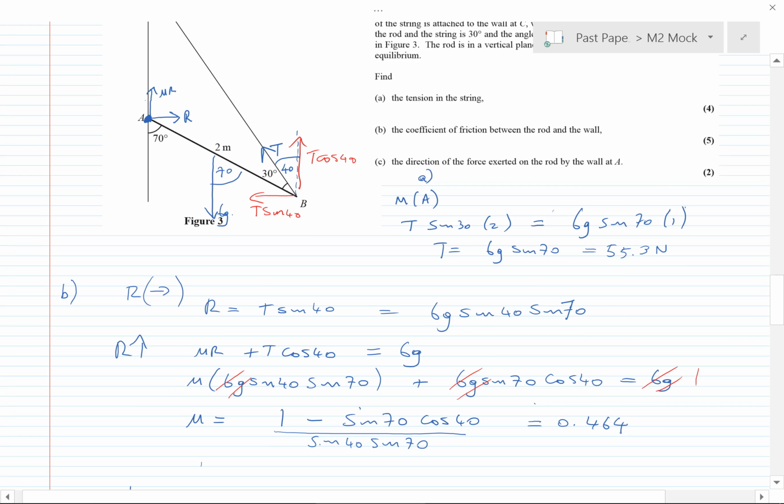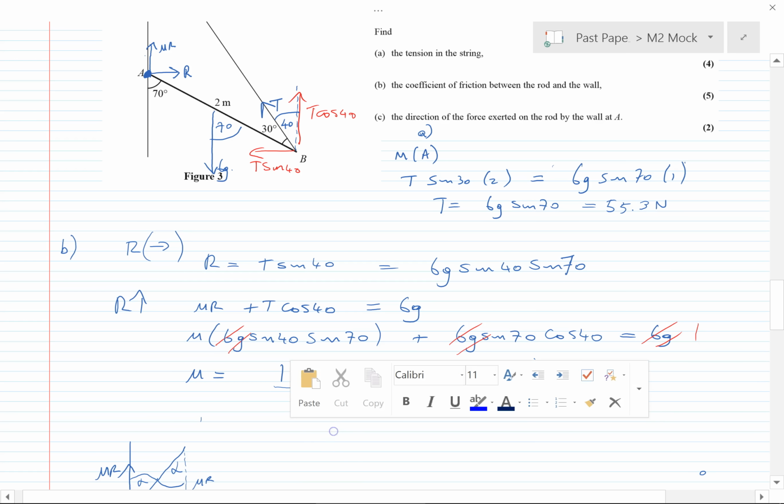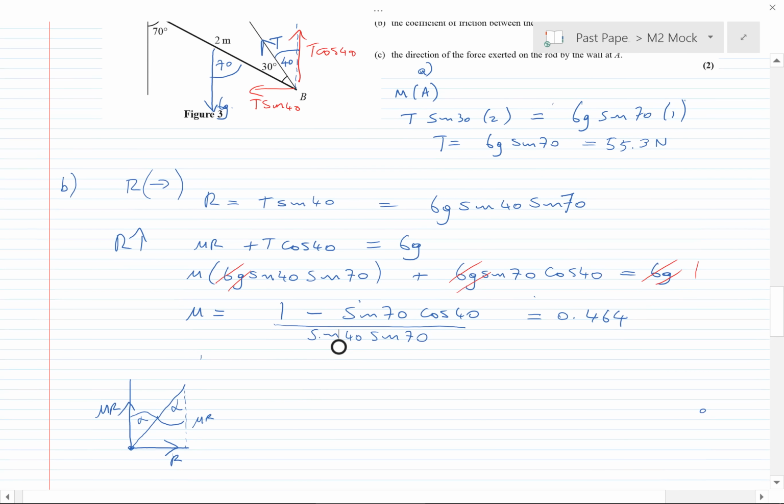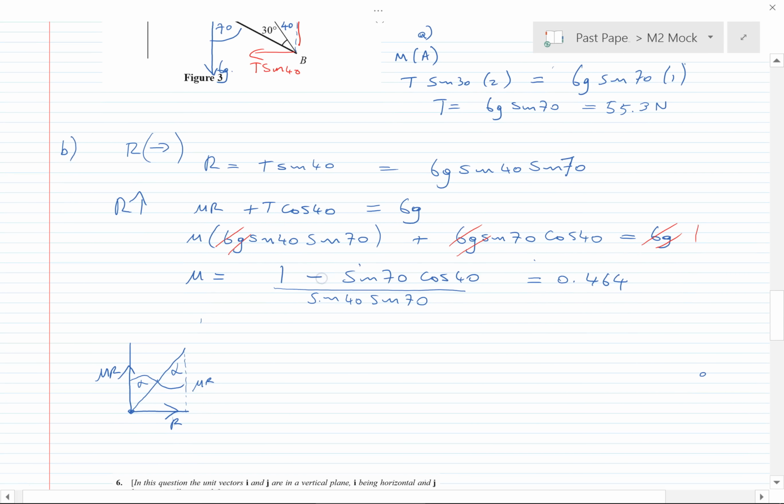Okay, I've got that number also stored in the calculator more precisely because we're going to need it in the next part. So the next part, I've just got a little diagram here, which might help. We want the direction of the force going up here, so that's the direction of this force here. I'm going to give it with the vertical, so this angle alpha here. So we have an R this way and a mu R here.